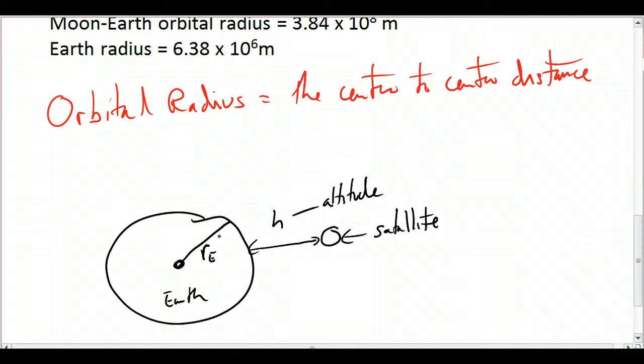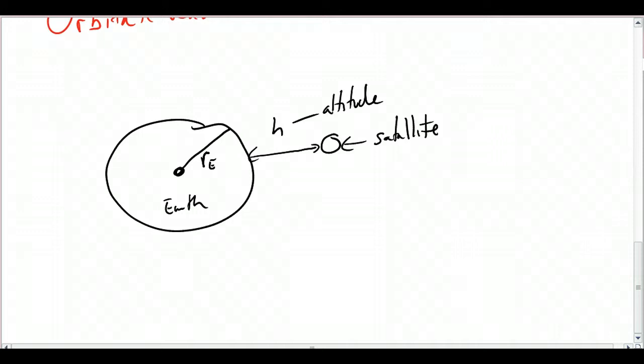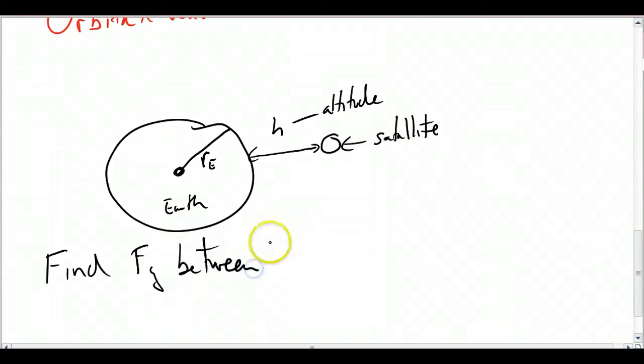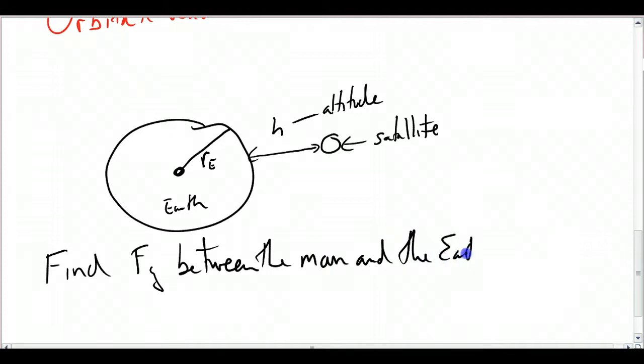Before we do that problem, let's do another example where we don't have to do anything fancy, but just use big numbers. So right now we're going to figure out the force of gravity between the Moon and the Earth. So find Fg between the Moon and the Earth. So you do that. I'm going to pause this, and when you come back, you should have an answer, which we can check with mine.